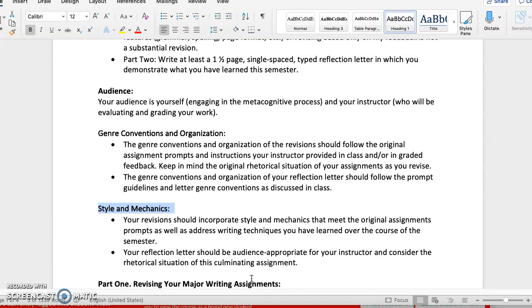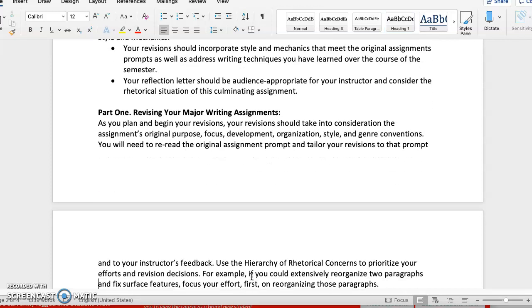And your reflection letter should be audience appropriate for me and consider the rhetorical situation of the culminating assignment, which is that the purpose is to demonstrate both for yourself and to me the learning that you've done over the course of the term. So your assignment will follow two parts.